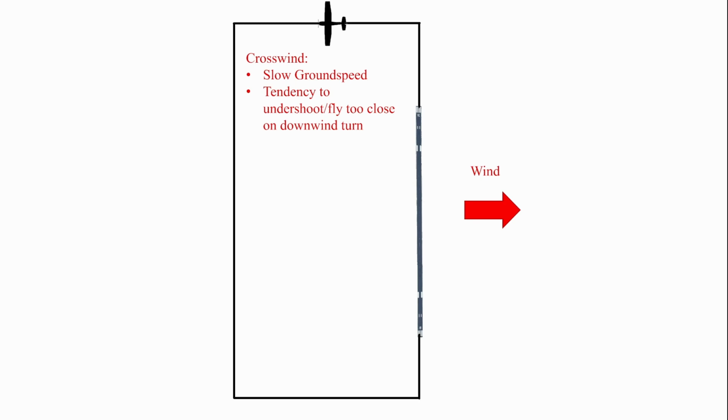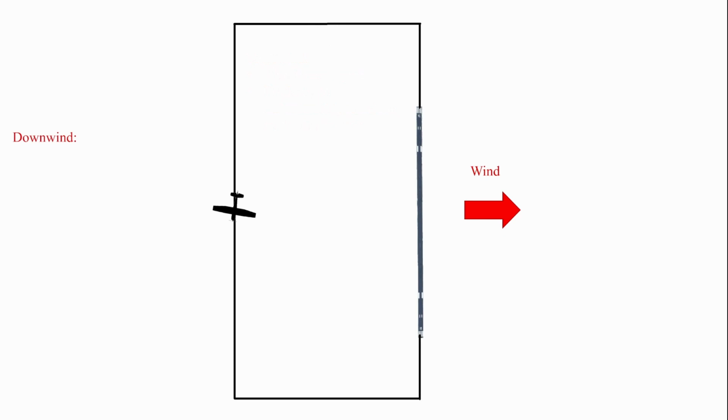Also be aware that you need to roll out a little earlier than normal on this turn to downwind because you want to roll out into a crab to the right into the wind to keep your ground track on downwind. So on downwind again, keep that crab angle in there, and then maintain your ground track by ground reference again, referencing familiar landmarks and referencing your distance from the runway.